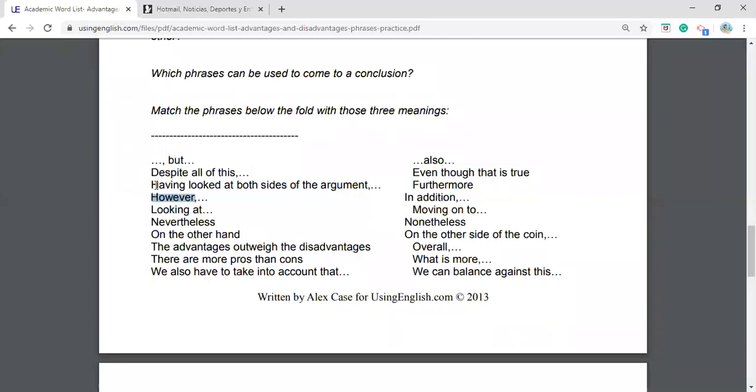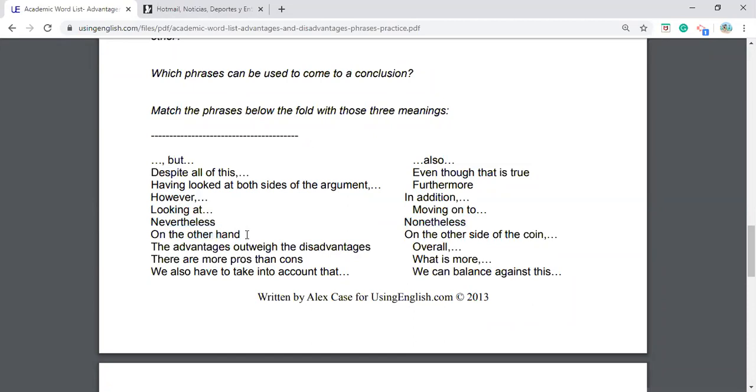However, es lo mismo que but, lo utilizamos para contrastar. Looking at, esa frase la utilizamos para ver un punto específico. Looking at this consequence. Nevertheless, es lo mismo que but y however, son sinónimos.